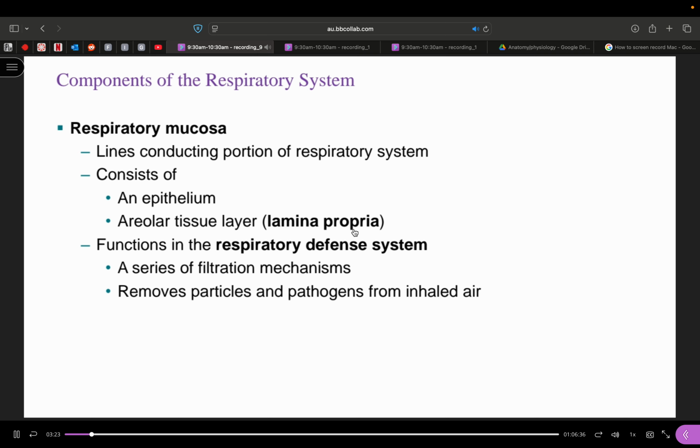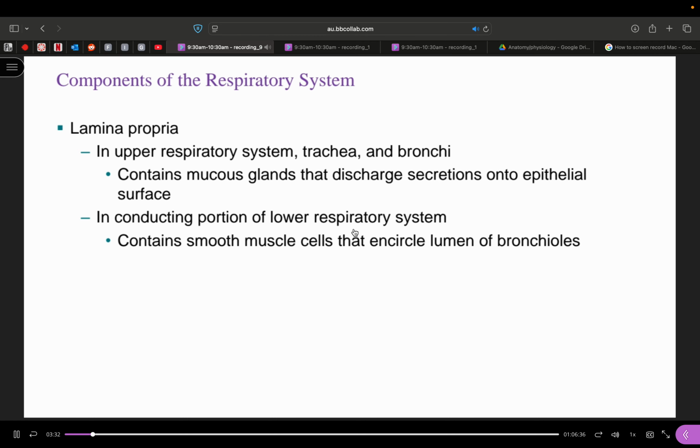You need to know about your respiratory mucosa. The really important part is the lamina propria, because it has some really cool features. It's got the mucosal glands, and what they do is create a lot of that discharge that will allow things to get trapped, and prevent them from entering into your body. That's all in the upper respiratory system. That does connect down to the beginning of the lower respiratory system.